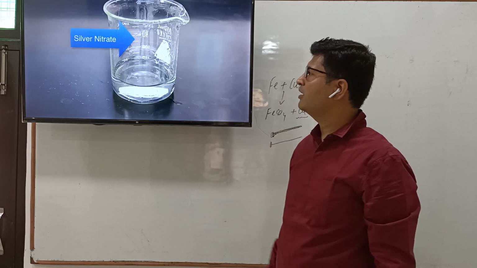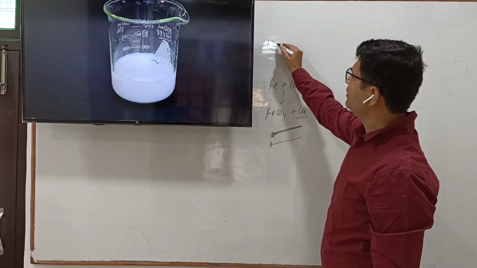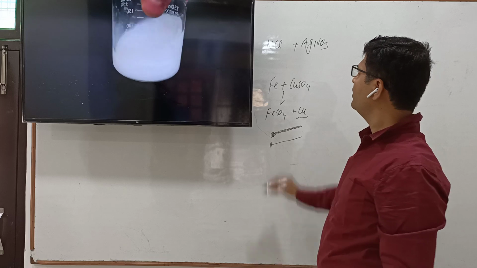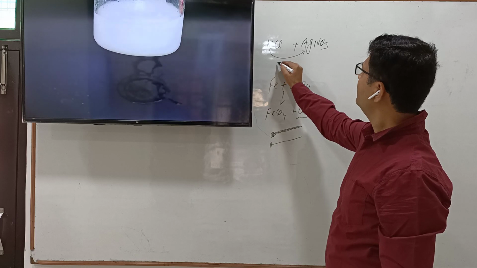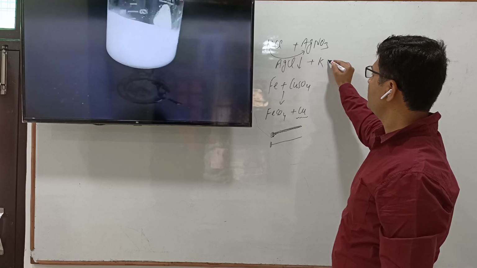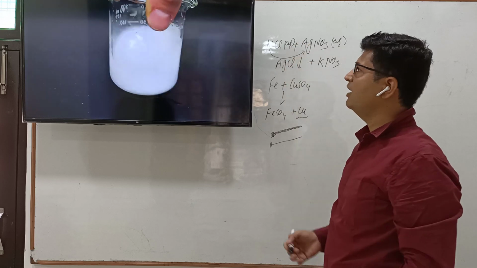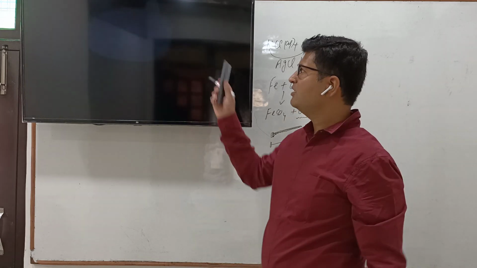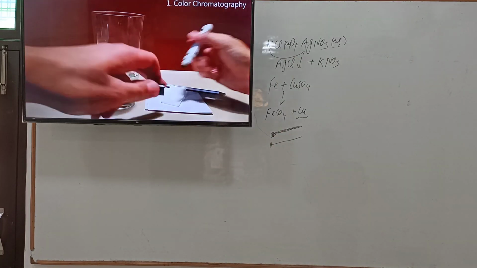Potassium chloride in one beaker, and we add silver nitrate, AgNO3. What will happen? The potassium ion is exchanged with the silver ion, and it will form silver chloride, a white precipitate, and an aqueous solution of potassium nitrate, KNO3. In the reaction, the reactants must be in aqueous solution. This white color precipitate is silver chloride. So this reaction is a double displacement reaction. For further reactions, we will see the videos.